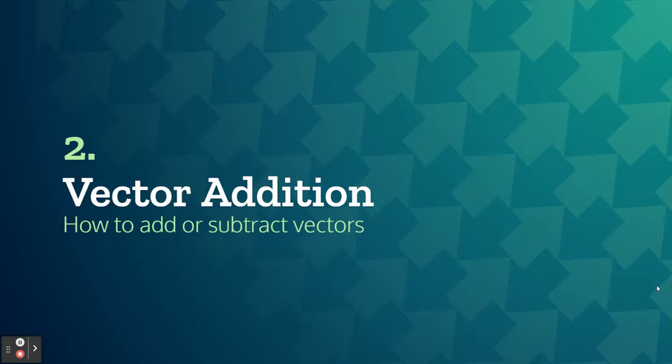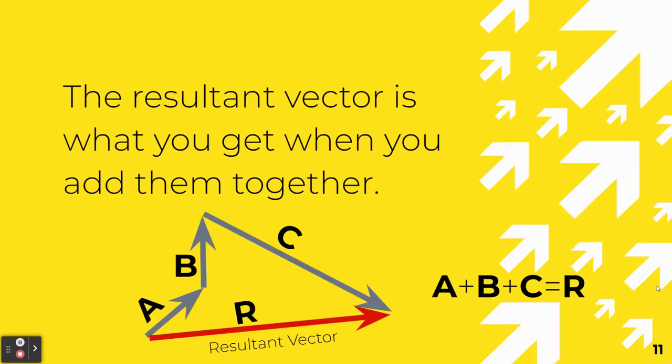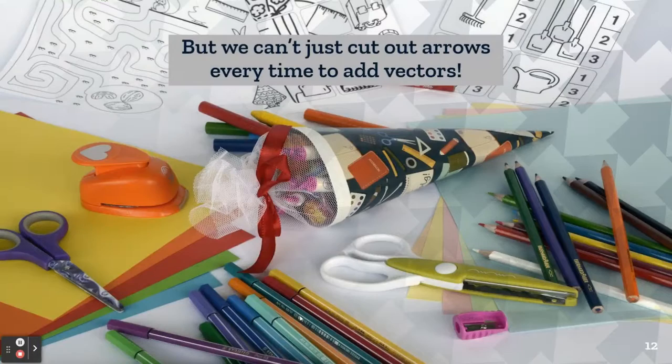So now that we've talked about vectors, we're going to talk about how to add and subtract vectors. The resultant vector is what you get when you add the vectors together. For example, I'm adding A plus B plus C, and I'm going to get a resultant vector of R. When you put them together, you always go tip to tail or tail to tip. So you start here and then you go this way, and then you stick the next one on at the end of the arrow, go to the tip, and move on through.